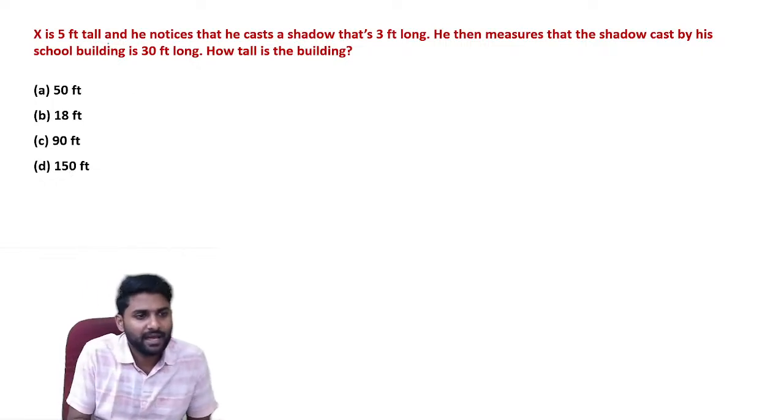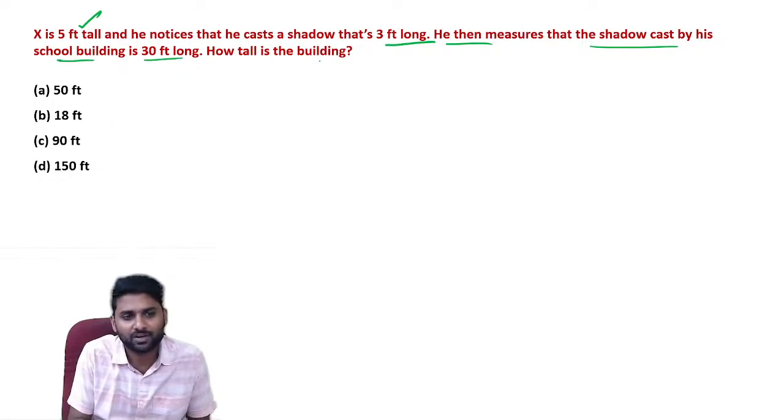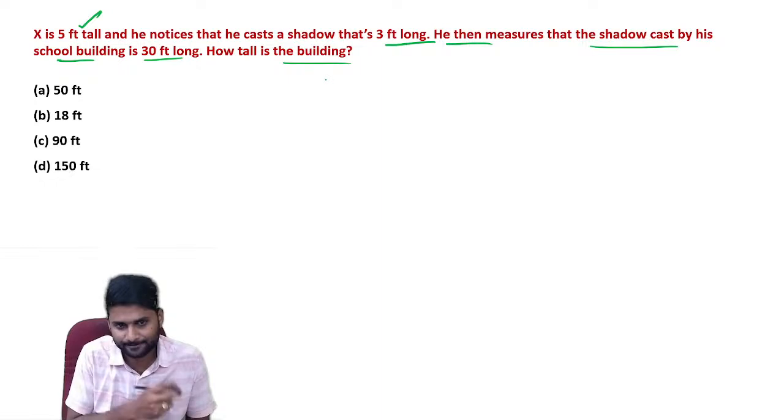Now see, X is 5 feet tall. He noticed that he cast a shadow that is 3 feet long. So his shadow is 3 feet long. He then measures the shadow cast by his school building, which is 30 feet long. So how tall is the building?